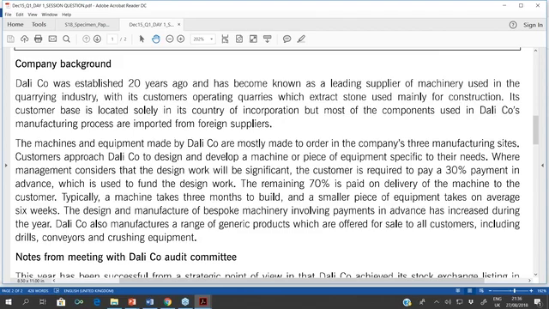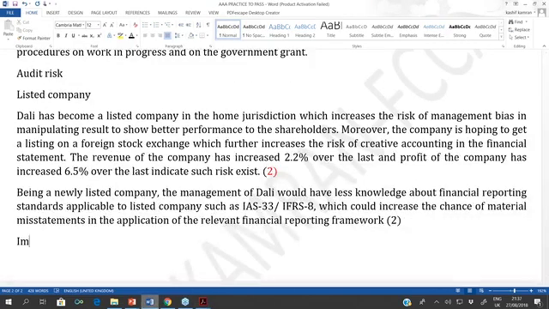but most of the components used in Dali's manufacturing process are imported from foreign suppliers. So Dali imports raw material from foreign suppliers. So we are finding another accounting risk. Dali imports from foreign suppliers.